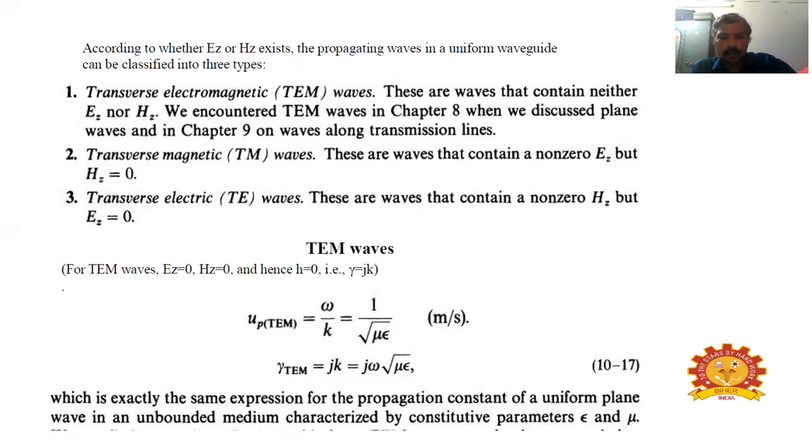Then on to the mathematical part of the transverse electromagnetic waves. For TEM waves, Ez is equal to zero, Hz is equal to zero, and hence h is equal to zero. That is, gamma is equal to jk. Therefore, up is equal to omega by k, which is equal to 1 by root of mu epsilon. That is, gamma of TEM is equal to jk, which is equal to j omega root of mu epsilon, which is exactly the same expression as the propagation constant of a uniform plane wave in an unbounded medium characterized by constitutive parameters epsilon and mu.